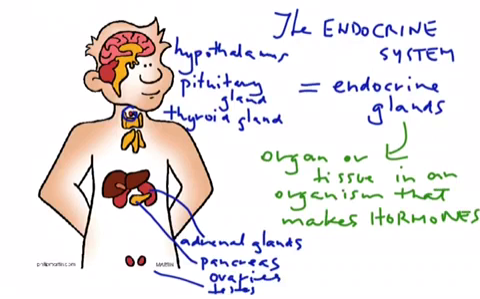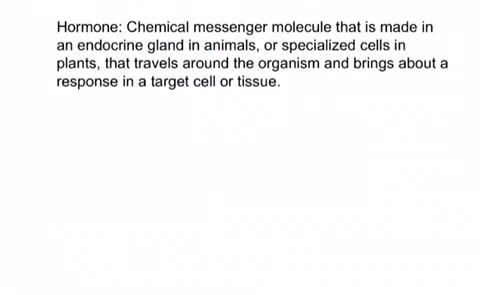So what then is a hormone? There are a number of different definitions for what a hormone is, but this one here is not a bad one and reasonably straightforward, I think. A hormone is a chemical messenger. It's made in an endocrine gland in animals or specialised cells in plants, and the hormone then can travel around that organism and bring about a particular response in a target cell or tissue. Now it's important to remember here that hormones don't just act on everything in the body. They only cause some kind of effect in very specialised target cells or tissues.